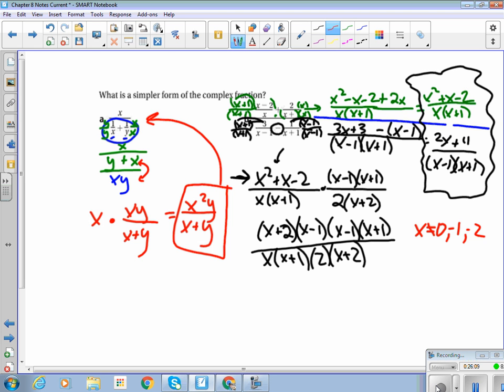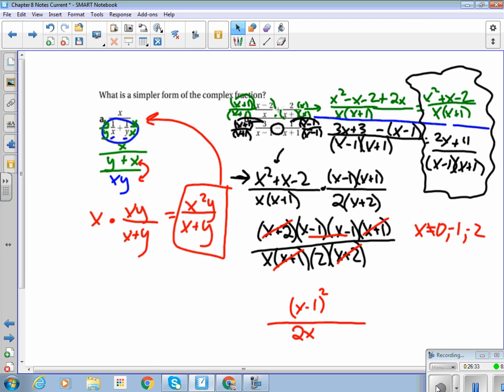Now we're going to cancel the heck out of this shenanigans. x plus 2 and x plus 2. x plus 1 and x plus 1. My new denominator is 2x. My new numerator is x minus 1 squared, which is way more pleasing than what we had to begin with.